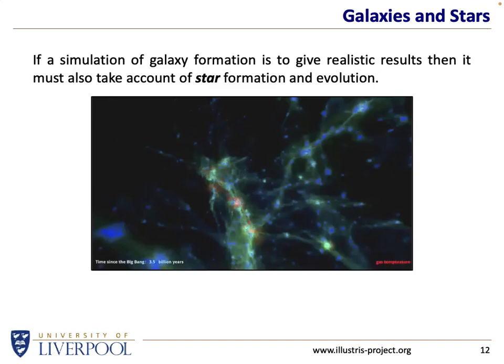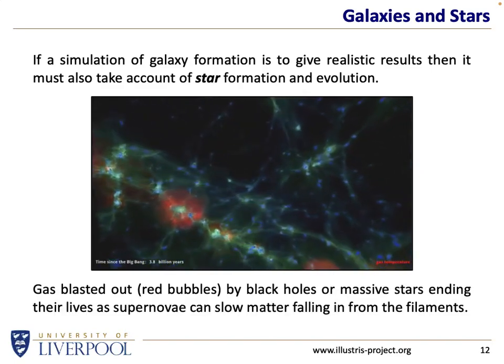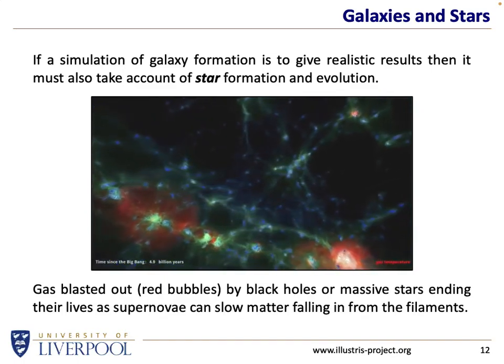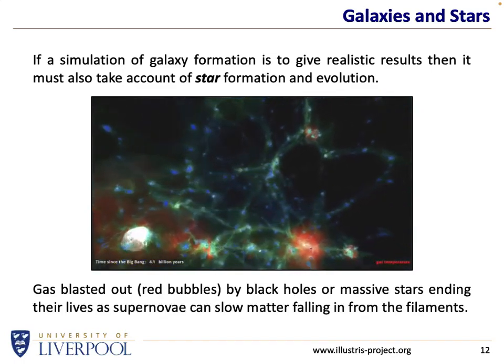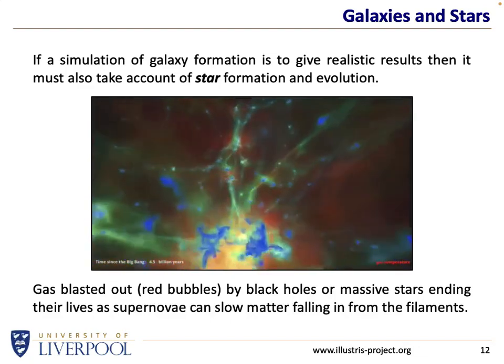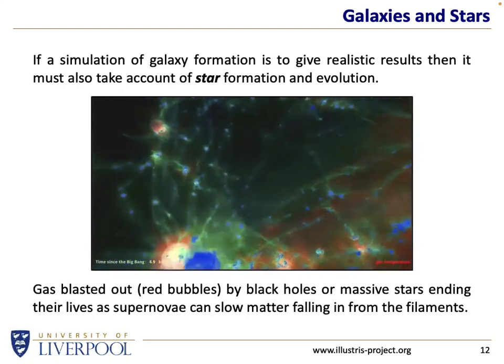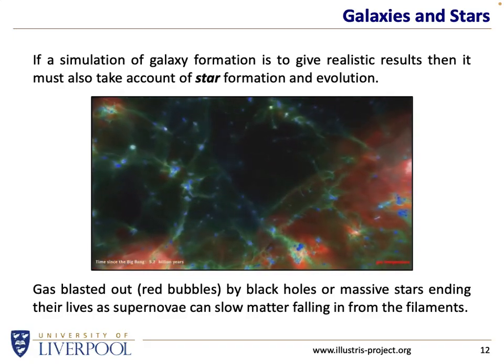But there's a catch, because it's never quite as simple as you would hope. And the catch is, once you start actually forming stars, strange things start to happen. Because once you start making stars, stars are born, stars live, and stars die. And when stars come to the end of their life, they can go supernova or form black holes, and you can end up with a lot of energy pouring out of these regions in which gravity is trying to pull matter together.